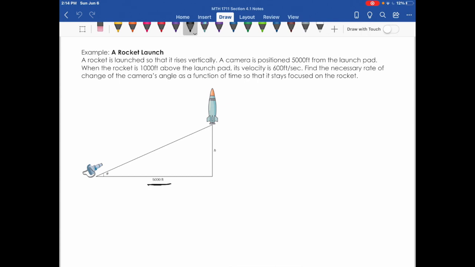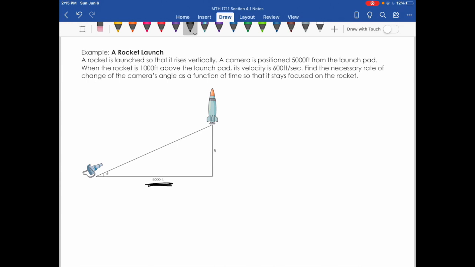In this example, we're going to talk about a rocket launch. And it says a rocket is launched so that it rises vertically, and a camera is positioned 5,000 feet from the launch pad. Now, because it says the camera is positioned 5,000 feet from the launch pad, this 5,000 feet is not going to change. It's going to be constant. Now, when the rocket is 1,000 feet above the launch pad, its velocity is 600 feet per second.